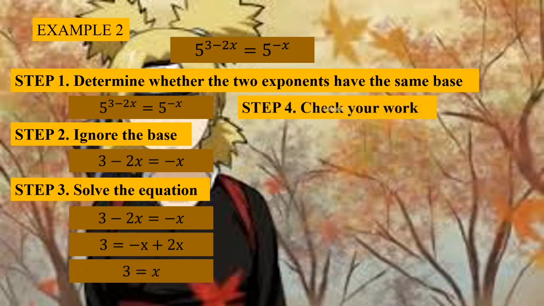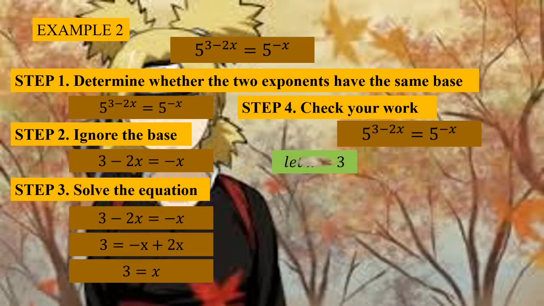So, step number 4, check your work. So, 5 raised to the power of 3 minus 2x is equal to 5 raised to the power of negative x. So, saan natin nakuha yan? Yun yung equation na isosolve natin para ma-check yung sagot natin. So, let x is equal to 3. Then, substitute mo yung x natin, equal to 3. So, 5 raised to the power of 3 minus 2 times 3 is equal to 5 raised to the power of negative 3.